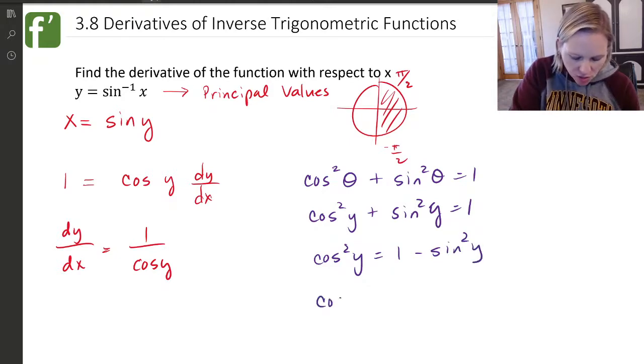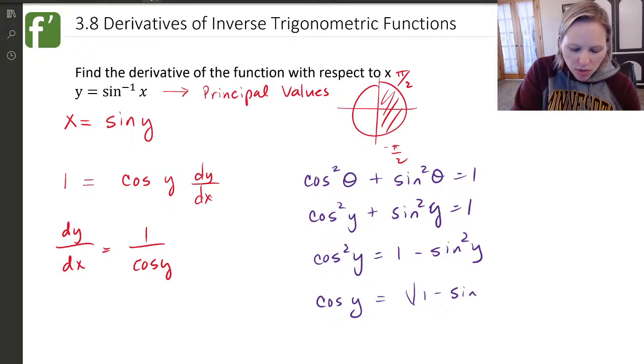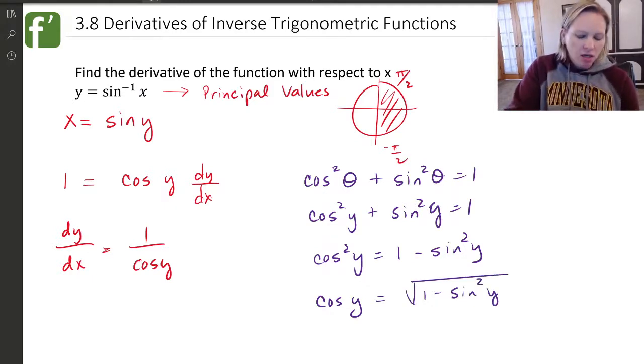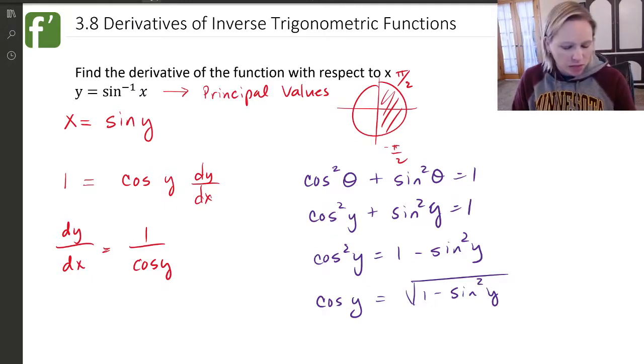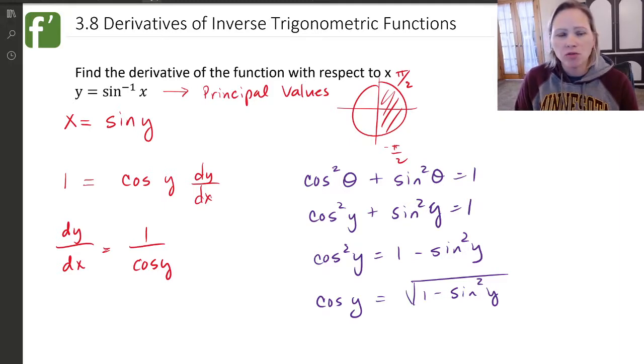And now when I take the square root, here's why it's important to remember that we're only dealing with principal values. Because our original angle had to be between pi over 2 and negative pi over 2, that angle is guaranteed to be on the right side of the circle. Well, guess what? Anytime we're on the right side of our unit circle, the cosine is going to be positive. So I actually don't need to worry about the plus or the minus, because my value is always going to be positive. So cosine y is the square root of 1 minus sine squared y.